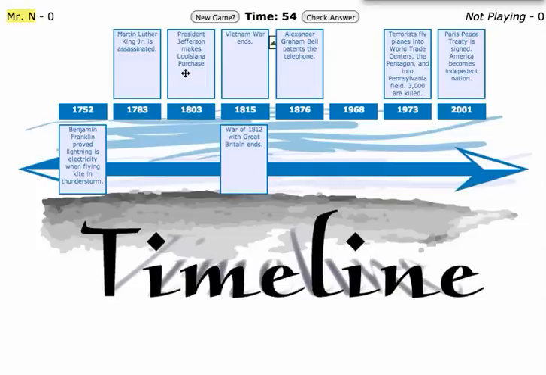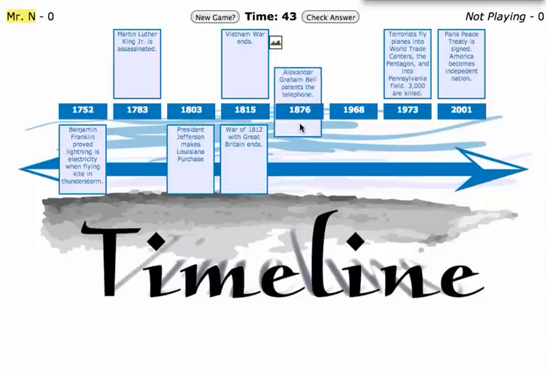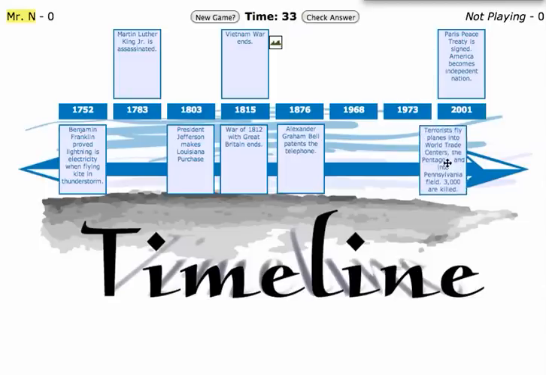President Jefferson makes the Louisiana Purchase. That happens in 1803. And I do have a timer here. I'm at 50 seconds. Okay, so Alexander Graham Bell patents the telephone. This actually goes right down here. Alright, so we have terrorists flying into the World Trade Center, the Pentagon, and a Pennsylvania field. 3,000 people are killed. We know that happened in 2001.